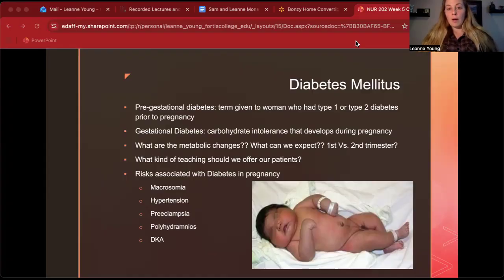So, what is our normal for amniotic fluid, right? Polyhydramnios means an excessive amount of amniotic fluid. So, anytime that a mom has over 2 liters of amniotic fluid, she would be considered to have polyhydramnios. And that is often seen with diabetes, definitely. The other thing is mom can have a crisis, DKA, diabetic ketoacidosis, that can occur during pregnancy. And that's very dangerous for both mom and the baby.